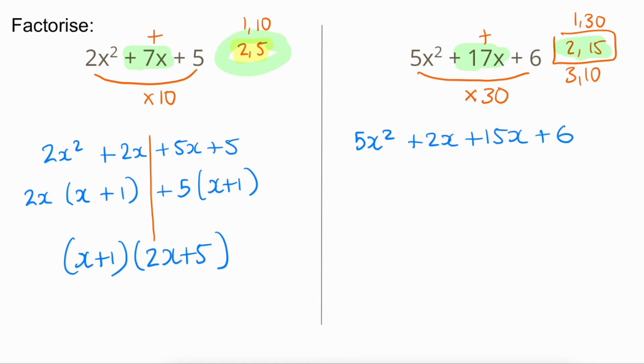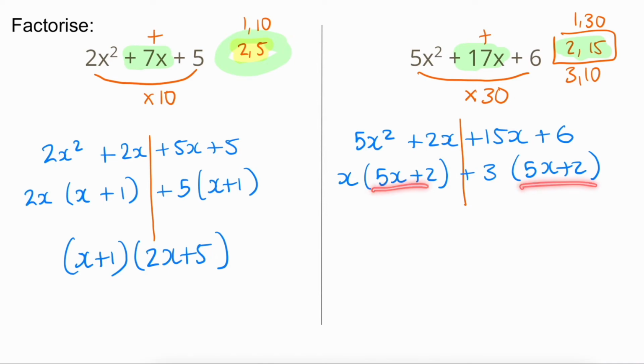Okay, then I can split the question in half. So I've now got x I can take out as a factor, and I'm left with 5x plus 2. And on this side, I could take 3 out as a factor, and I'm left with 5x plus 2. And again, you'll see that I've got that same bracket on both sides, the 5x plus 2.